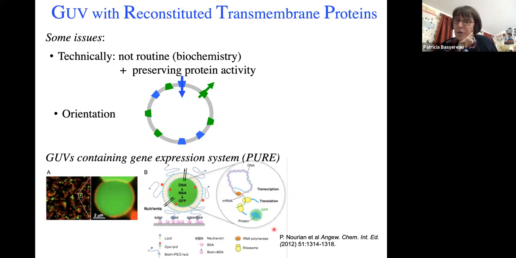There is a very promising system which has been developed by different groups, which consists of encapsulating a gene expression system, a system called PURE. With that, you don't need to purify the protein. The hope is that the protein is directly produced inside the vesicle and eventually incorporated into the membrane of the vesicle.